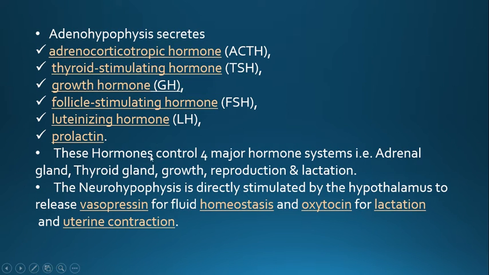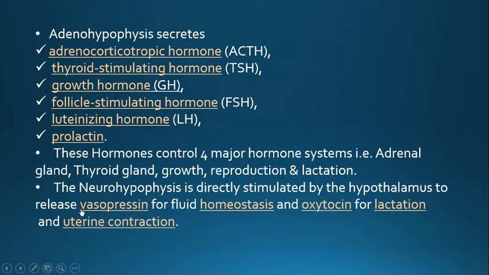The hormones released by the adenohypophysis are adrenocorticotropic hormone, thyroid stimulating hormone, growth hormone, follicle stimulating hormone, luteinizing hormone, and prolactin. These hormones basically control the major hormone systems in the body, like the adrenal gland, thyroid gland, growth, reproduction, and lactation. The neurohypophysis has a direct effect from the hypothalamus.